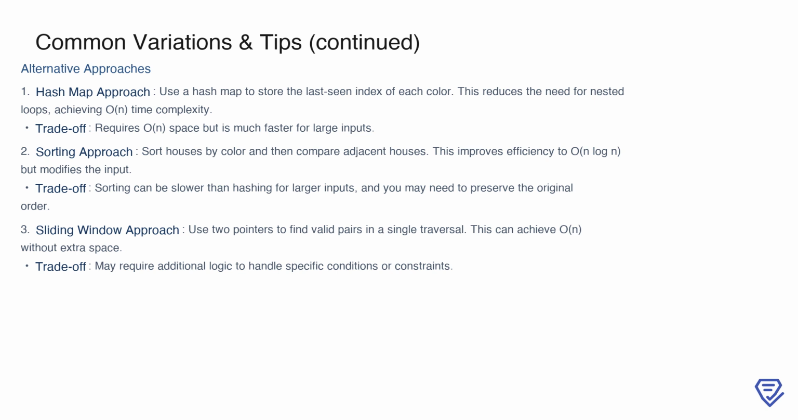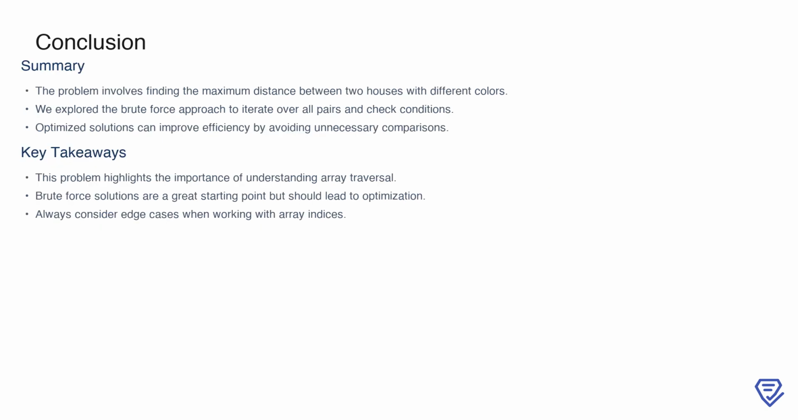Finally, the sliding window approach uses two pointers to identify valid pairs in a single traversal. This method can achieve O(n) time complexity without additional memory overhead, but it may require extra logic to handle specific constraints or edge cases. Each of these techniques offers a balance of trade-offs, and the best choice depends on the problem's requirements and constraints.